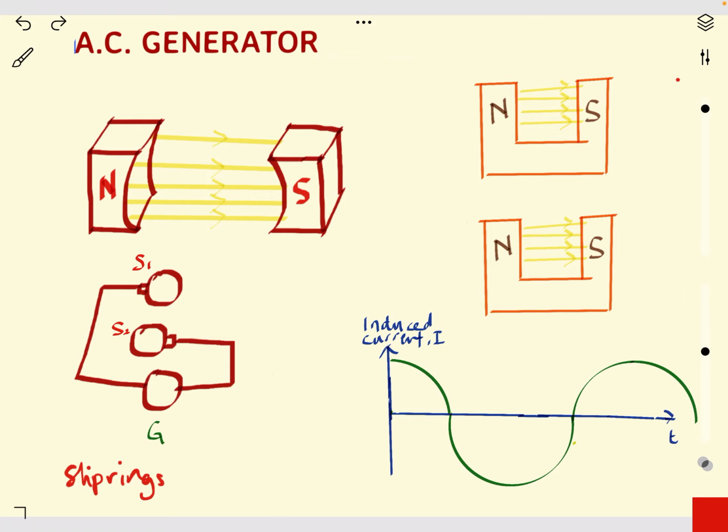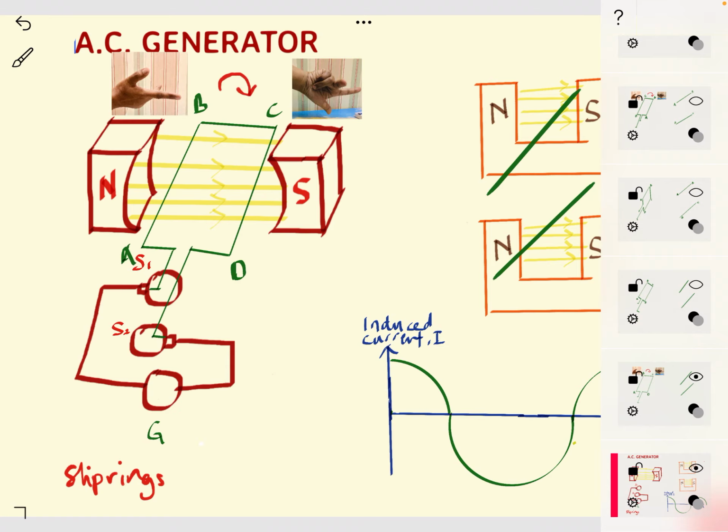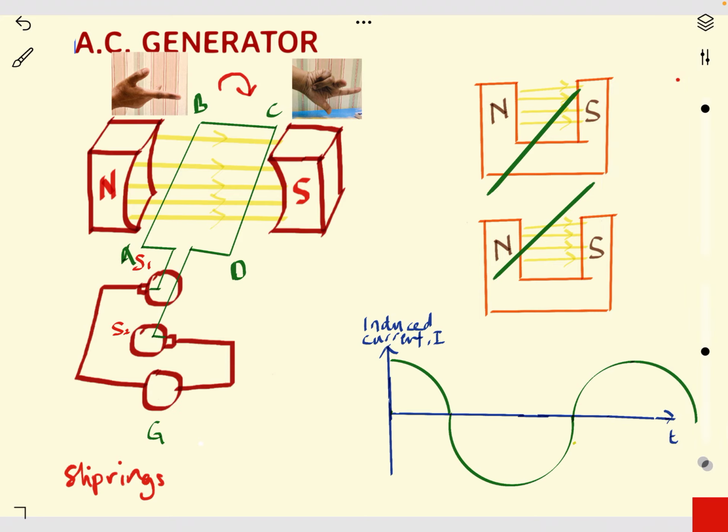Now we have a coil. Let me show you the coil. This is the first case. We have a coil, this is A, B, C, D. Look at the connection over here. You can see that the end of the coil here is connected to S1 and the end of the coil here is connected to S2.